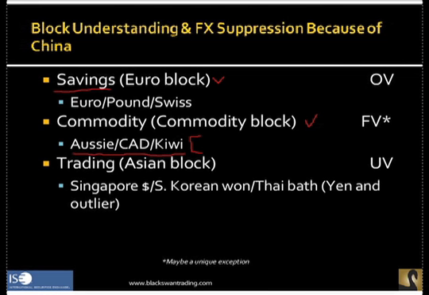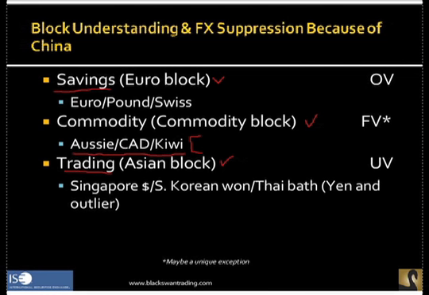And then you also have the trading block. The trading block are those currencies in the world that really have growth dependent on trade, global trade, and that's primarily the Asian bloc. Now we see that also in the commodity bloc to a degree, so you see some crossover. They have to have trade and demand for commodities, obviously, in order to grow, but we think of pure trading bloc currencies that have export-driven economic models.